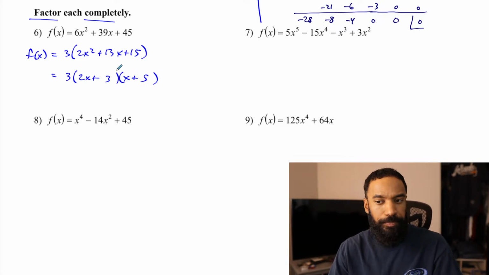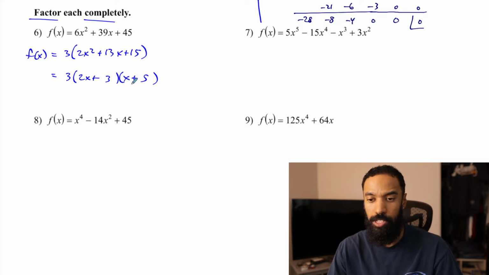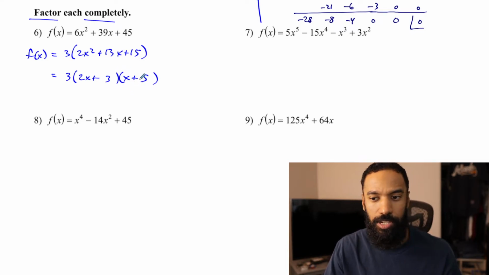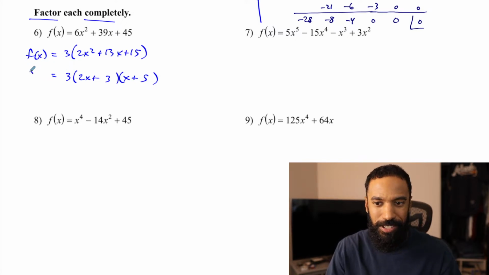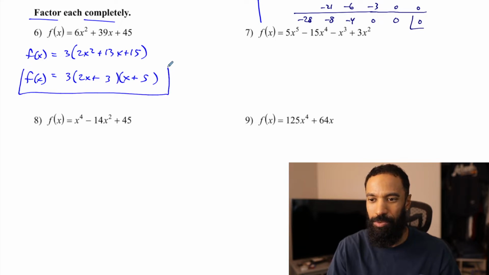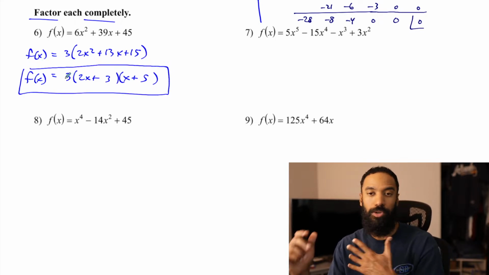So I'm done there. And again, it's not x equals negative. Listen, x doesn't equal negative 5. X doesn't equal negative 2/3 or 3/2. You don't know what f of x equals. We're not finding zeros. This is just f of x equals. We factored. We're all taken care of. That's it. And the GCF. You have to take out the GCF.